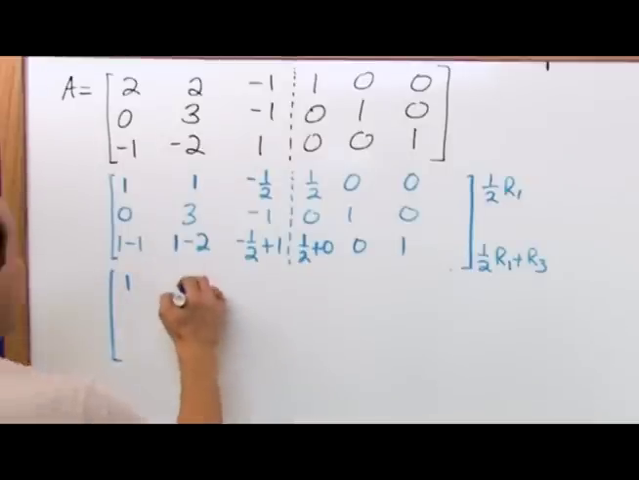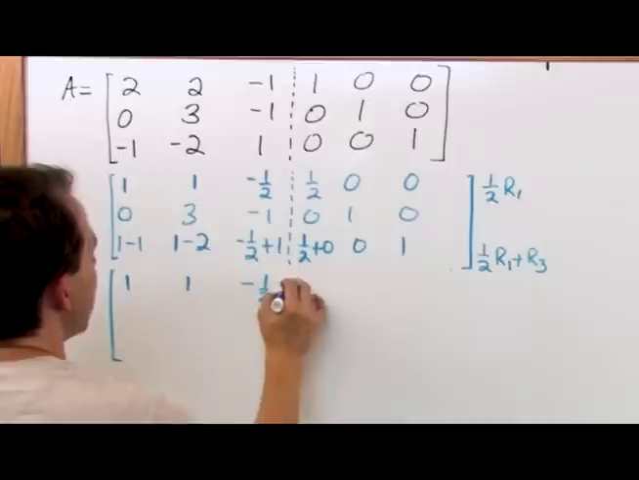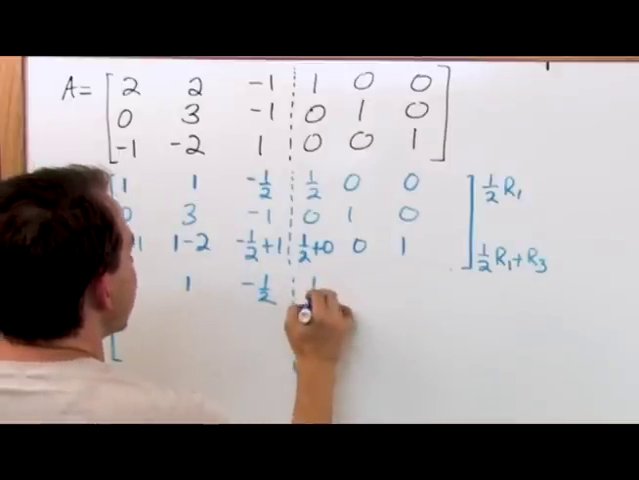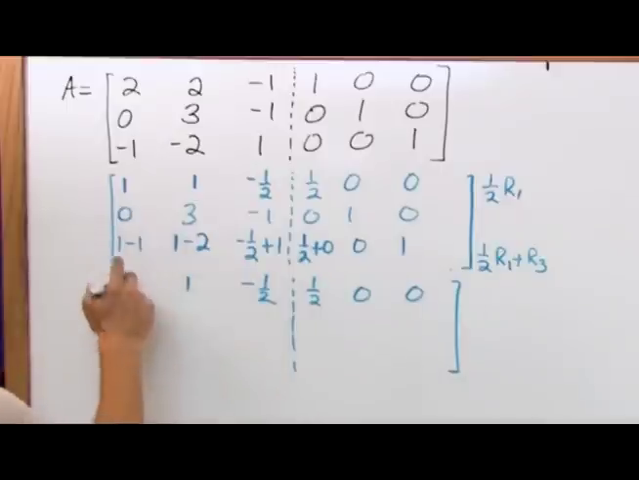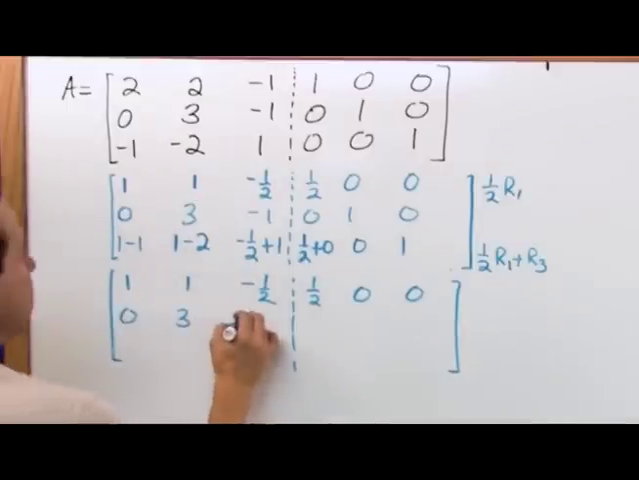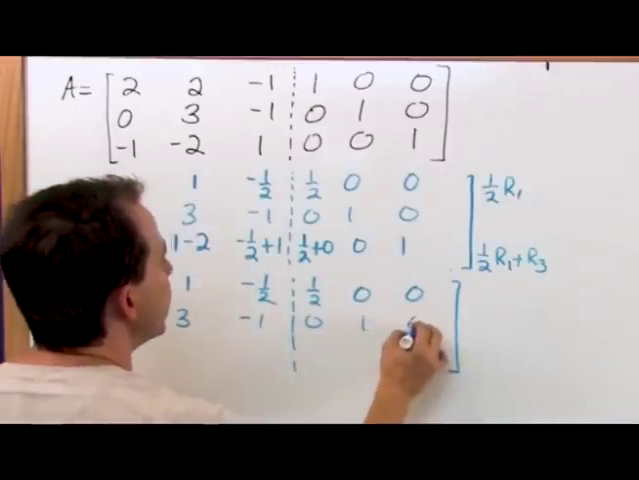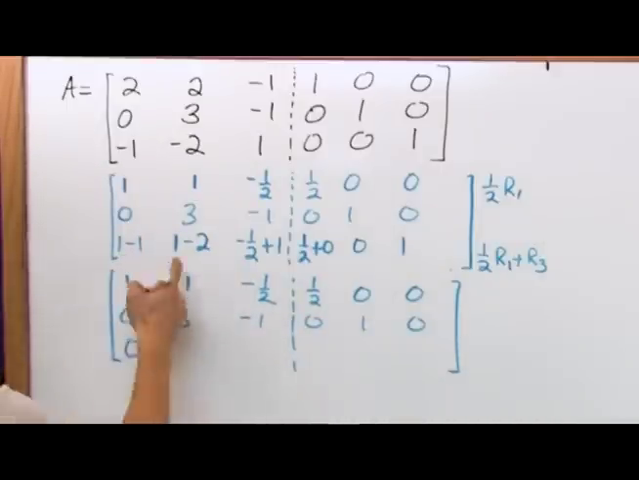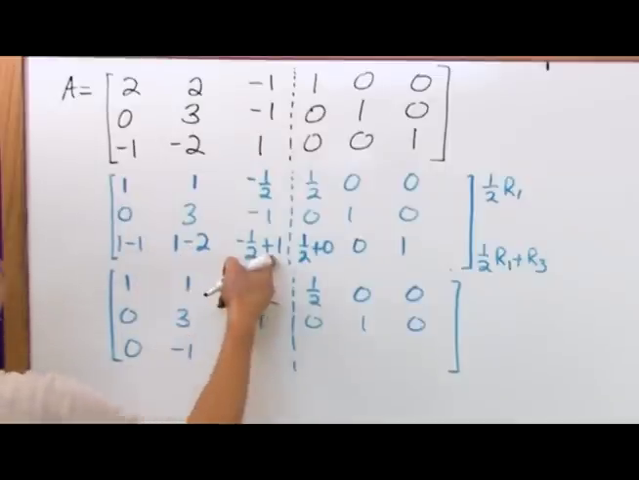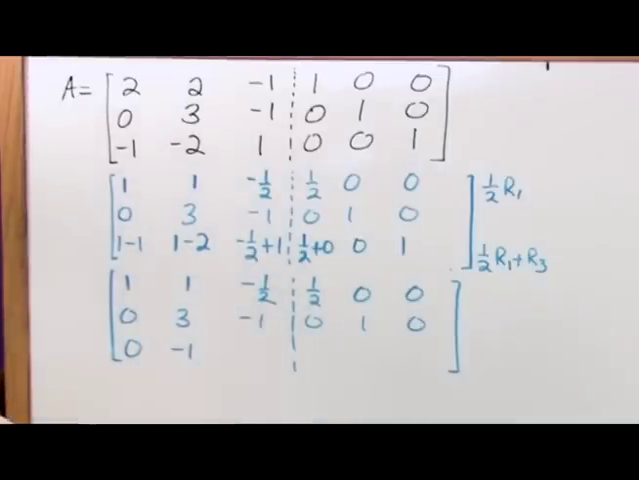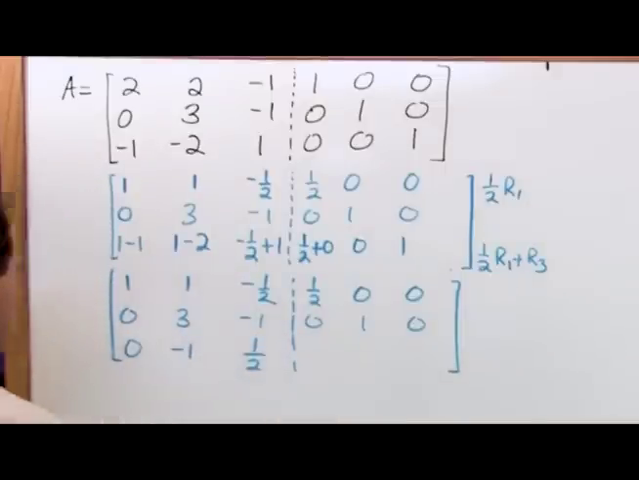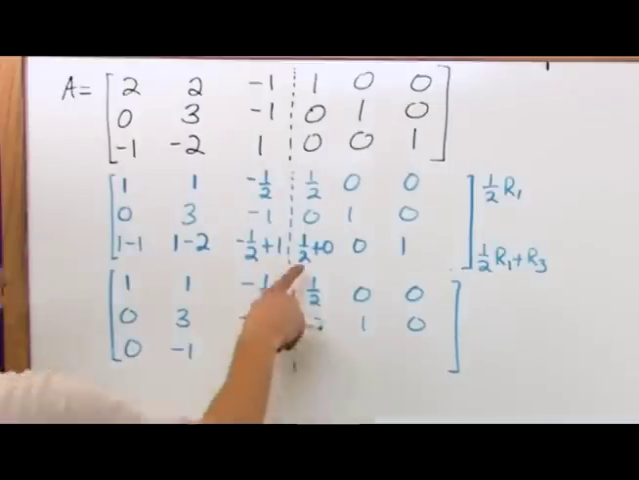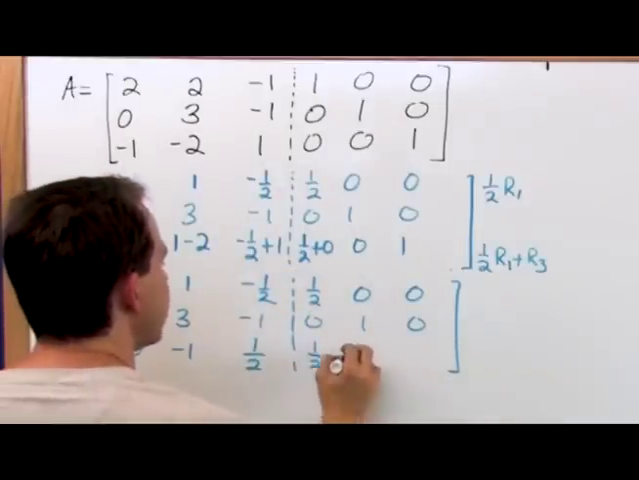So we have 1, 1, -1/2 augmented with 1/2, 0, 0. Next line, 0, 3, -1, 0, 1, 0. Next line, 0, this gives me -1. This, 1/2 plus -1/2 plus 1, you should think about that for a second. That gives you positive 1/2. And then over here, 1/2 plus 0 is 1/2, and you have 0, 1.